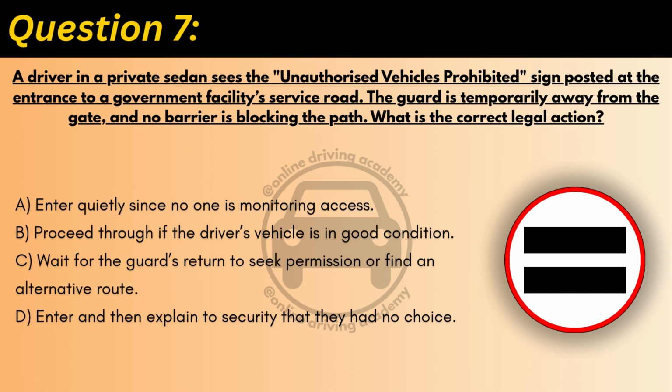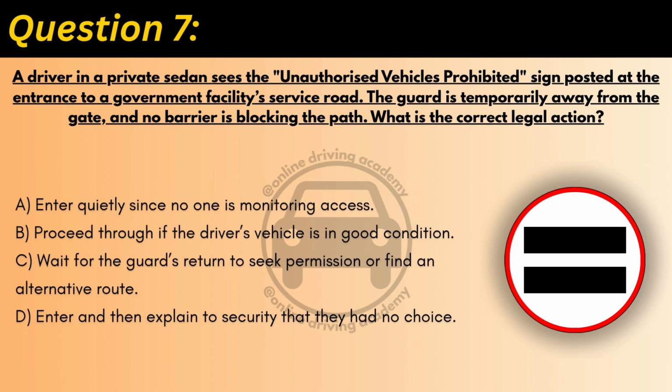A driver in a private sedan sees the unauthorized vehicles prohibited sign posted at the entrance to a government facility's surface road. The guard is temporarily away from the gate and no barrier is blocking the path. What is the correct legal action?